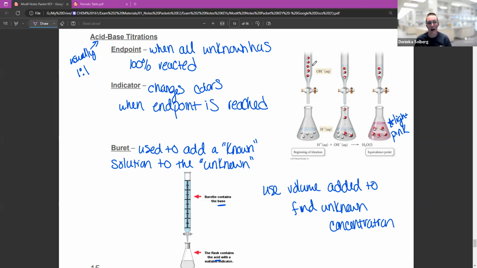But a titration looks like this, and you might have done one before in a different chem class, or you might not have. You're going to have what's called a burette, and down here an Erlenmeyer flask. The whole point of a titration is to use something that you know the concentration of to find the concentration of something you don't know.